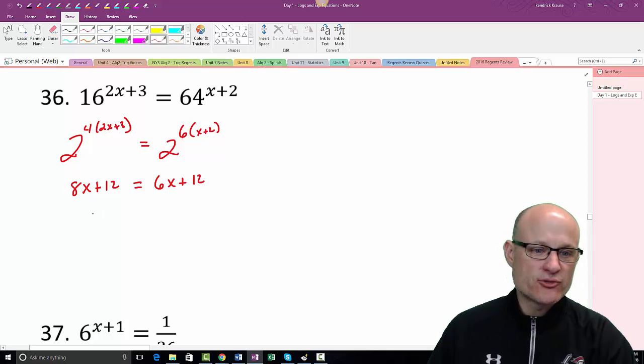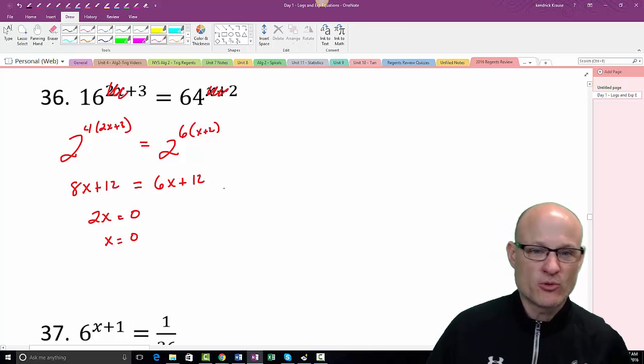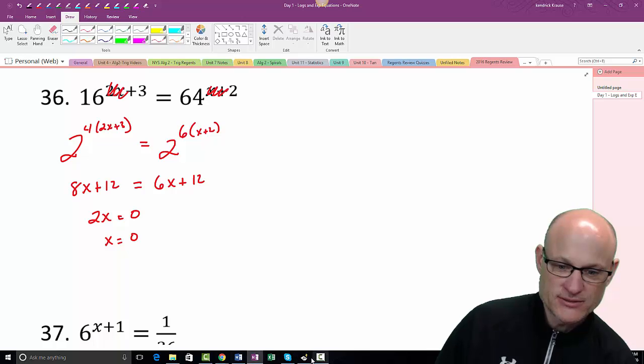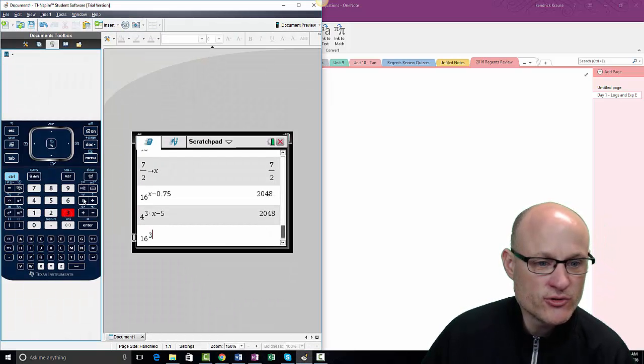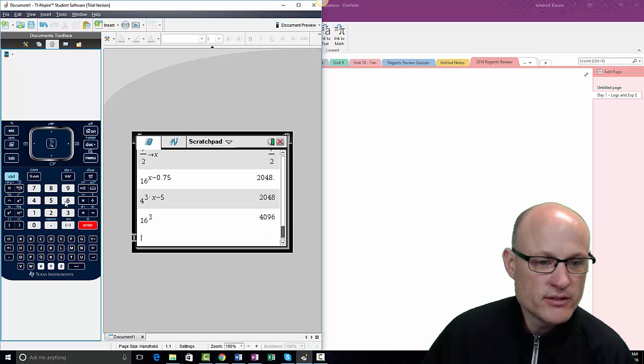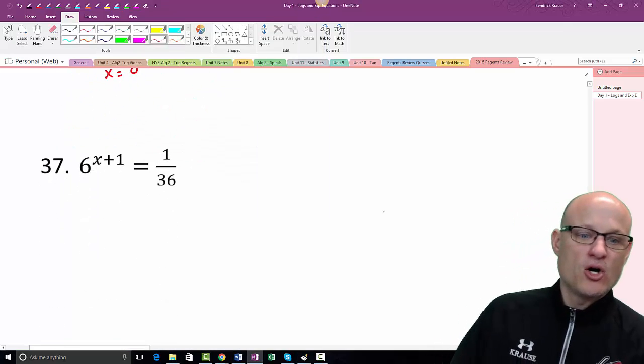Uh-oh. So I get 2x equals 0, or x equals 0. That's weird. So if that's 0, that goes away, and that goes away. So 16 cubed equals 64 squared. Let's see if that's right. 16 cubed, 64 squared. Oh, 4096. Beautiful.